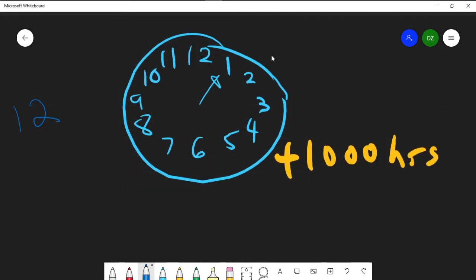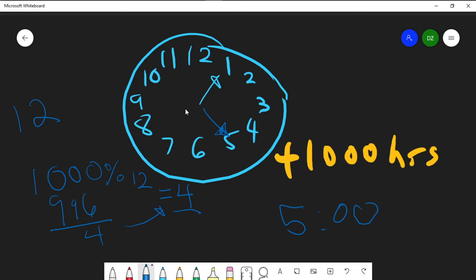We see a pattern. So what we can do is divide 1,000 by 12 and look for the remainder. And you'll find that equals 4, because the highest number under 1,000 that is divisible by 12 is 996. You subtract that and you get 4. So that means it'll be 4 hours after this starting point. So after 1,000 hours, it will be at 5.